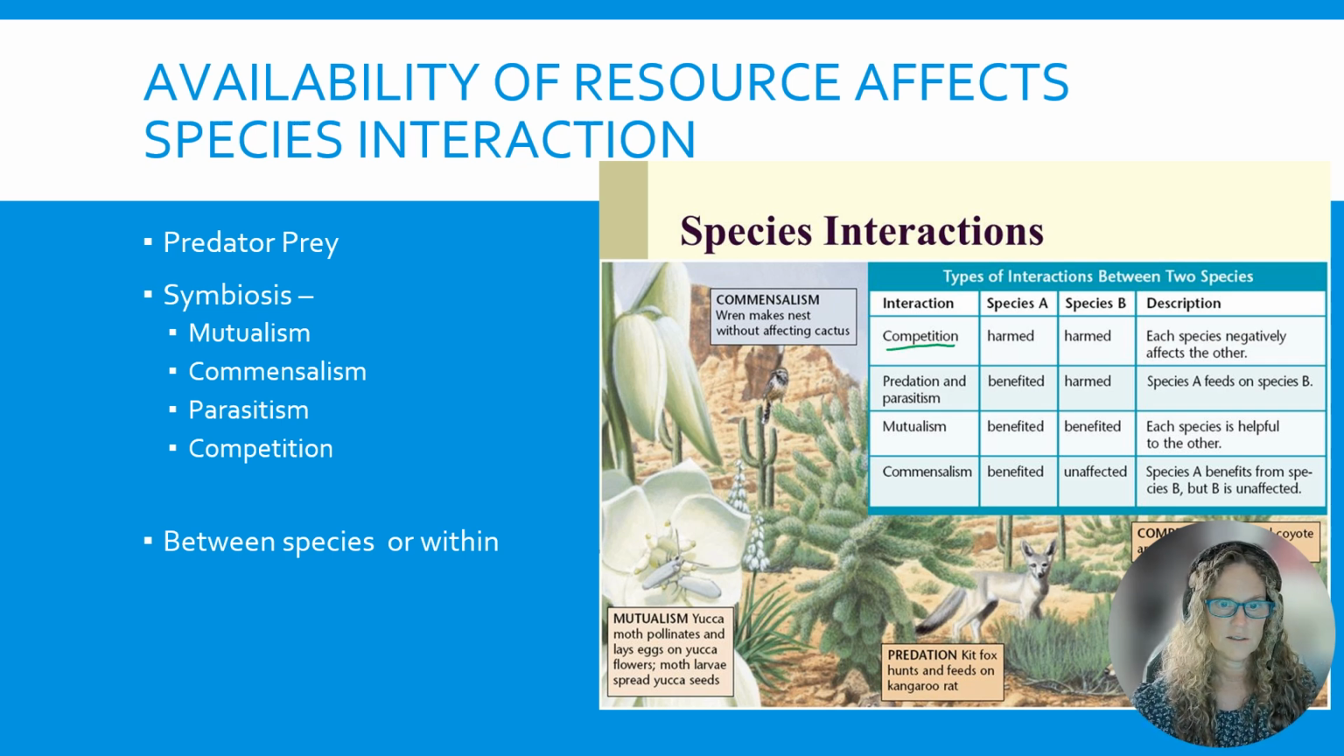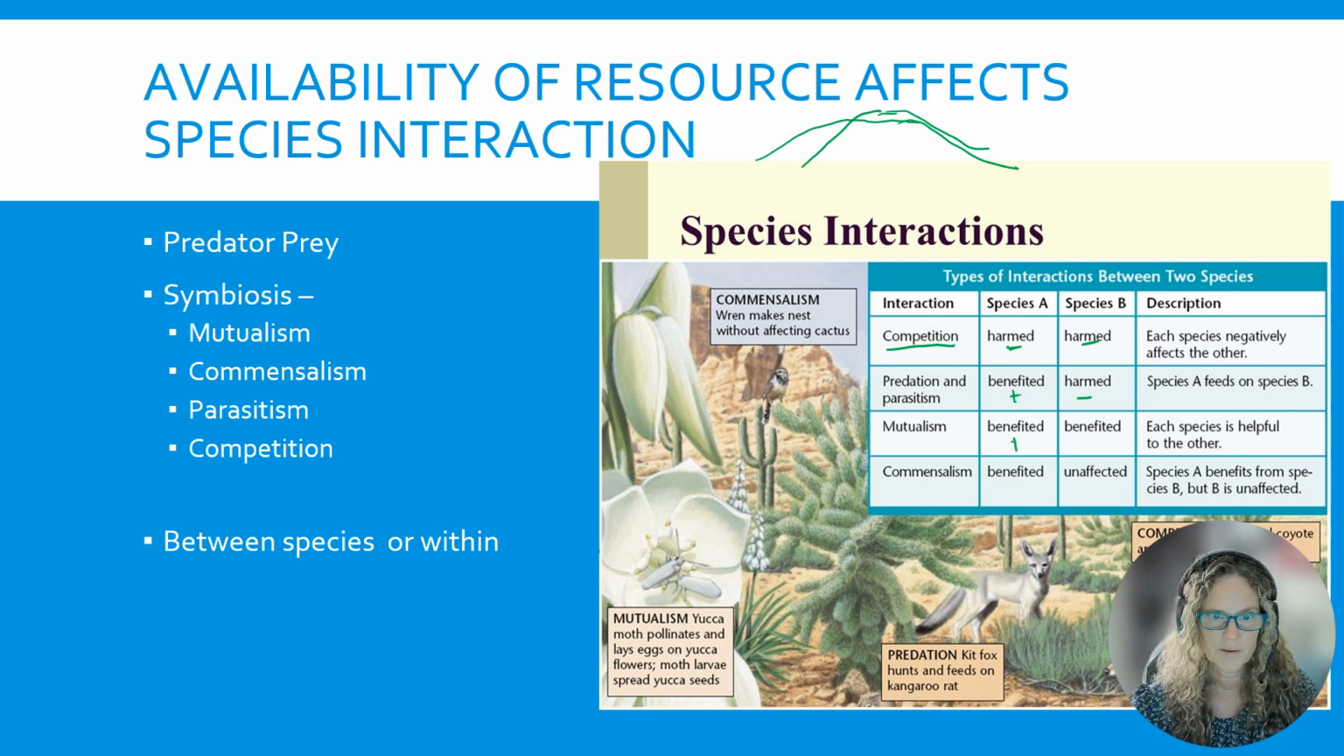Competition is when both species could be harmed from what they're doing to each other. Another interaction is either parasitism or predation, where one gets a benefit and the other one is harmed. And we've seen that happen, and it affects the populations. If there's a lot of the prey, then there's going to be a lot of the predator too. And then when the prey dies out, then the predator will die out as well.